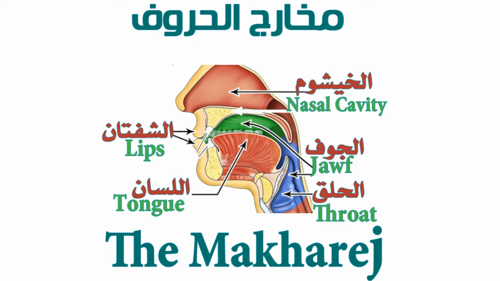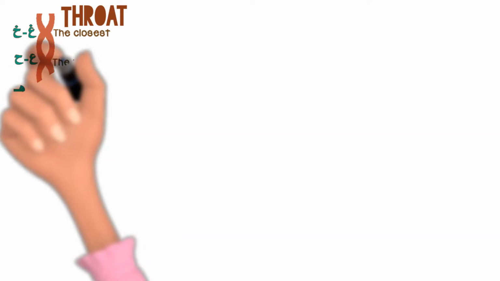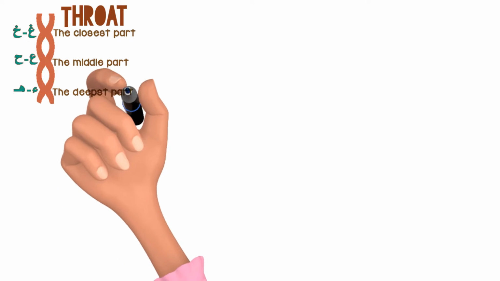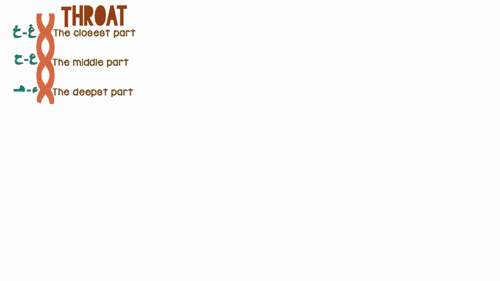The first, الحلق, throat, then اللسان, tongue, then الشفتان, lips, and these three are specific articulation points, while we have two approximate ones, الجوف, the empty space in the oral cavity and the throat, then الخيشوم, which is the nasal cavity. Now we're going to speak about the throat. As you know, it is a major articulation point with three minor ones, each for two letters.